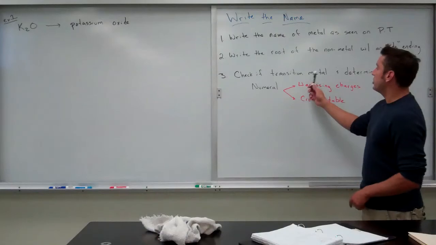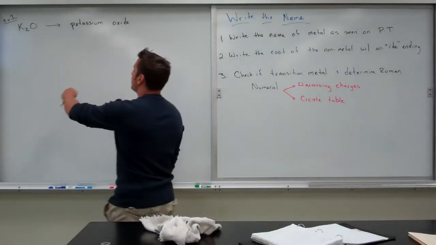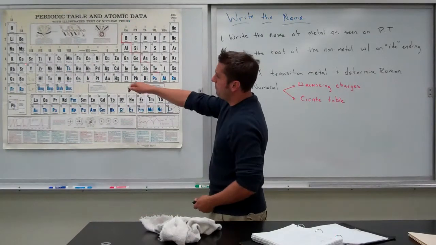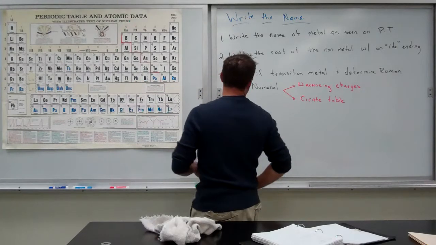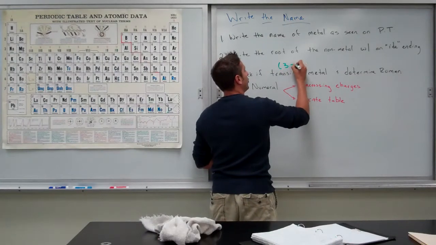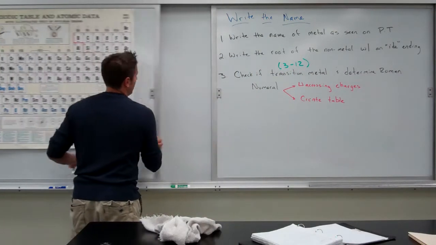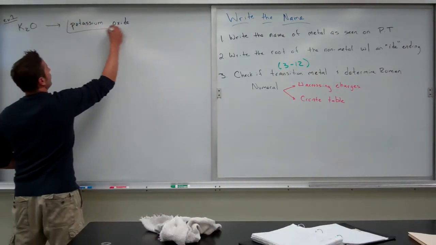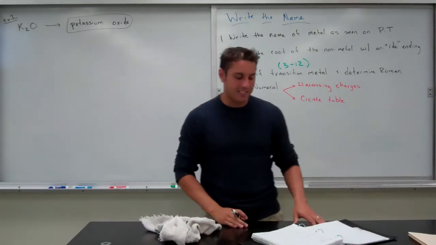Last but not least, check if the metal is a transition metal and then determine the Roman numeral. So we were working with potassium. Potassium is in group 1. Group 1 is not the transition metals. Remember, transition metals are groups 3 to 12. So because potassium is not a transition metal, that means we don't need a Roman numeral. We're done. The formula K2O gets named potassium oxide.